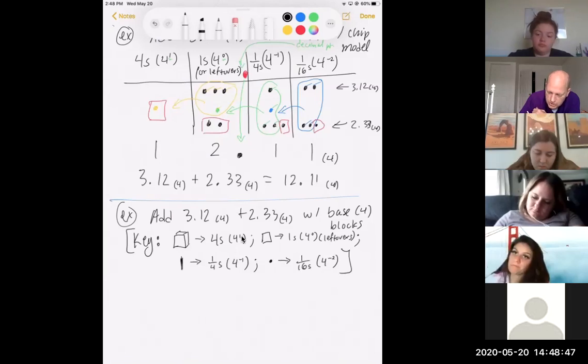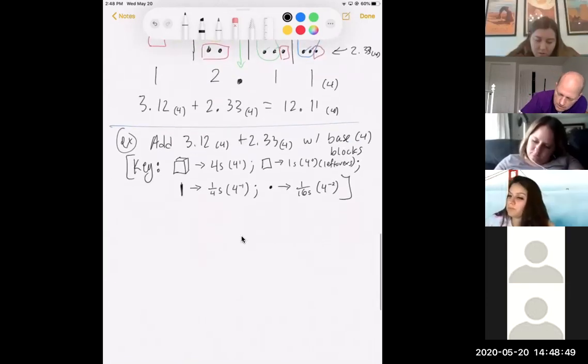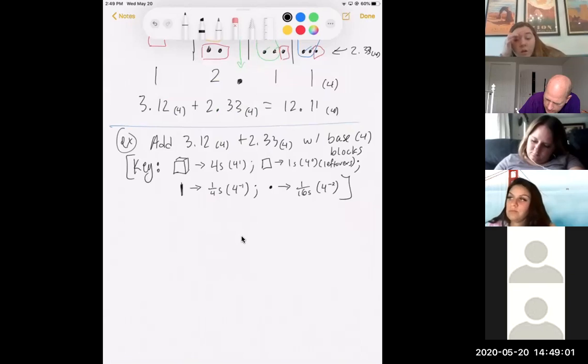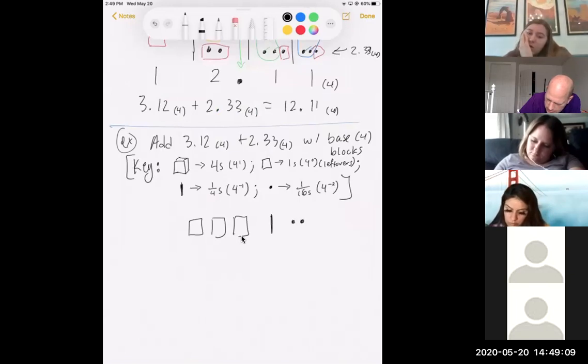So it's important to put your key down. And on the homework, it might be different. They might only go to the 4th place. All right, so we're going to model our numbers. 3.12 base 4, only 3 flats. And I need 1 rod, 2 little dots. Okay, this is the 3.12 base 4.